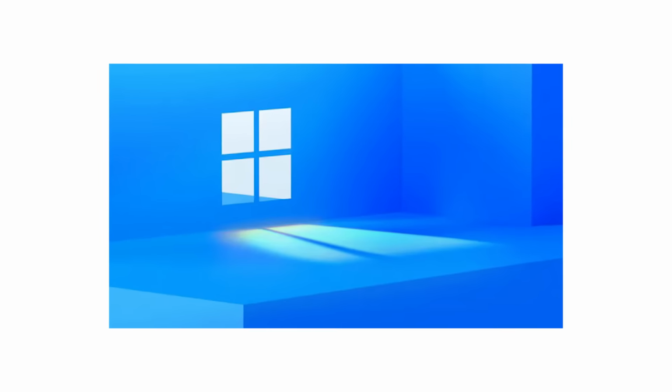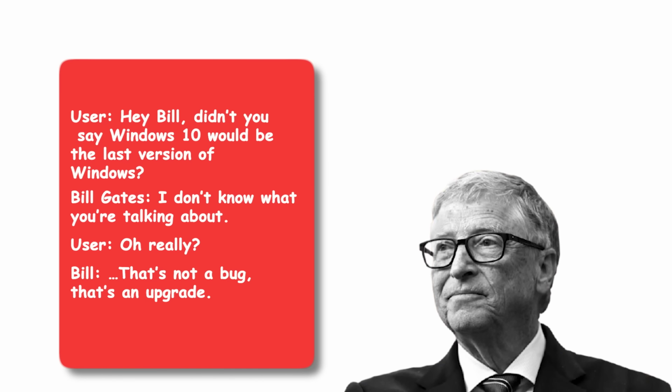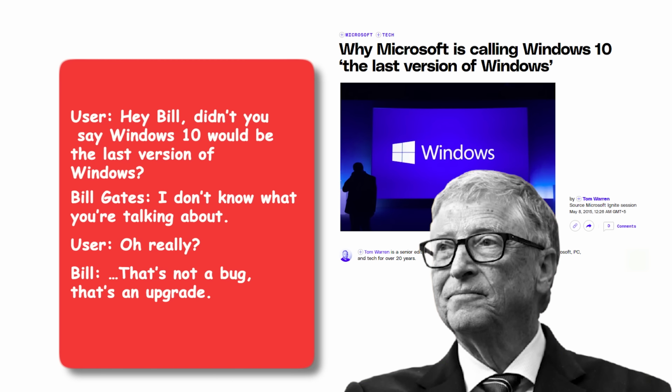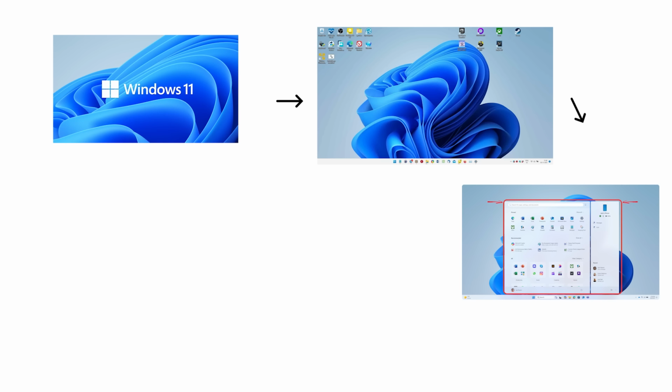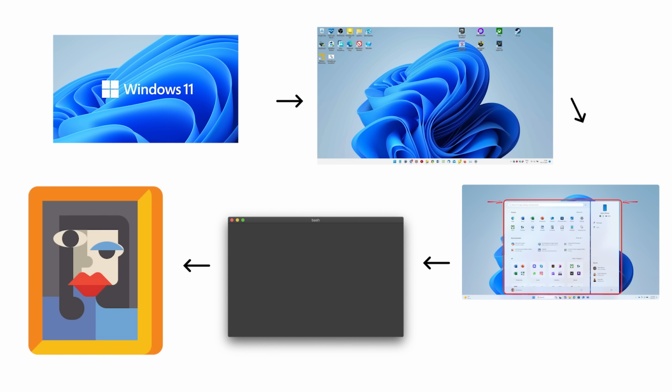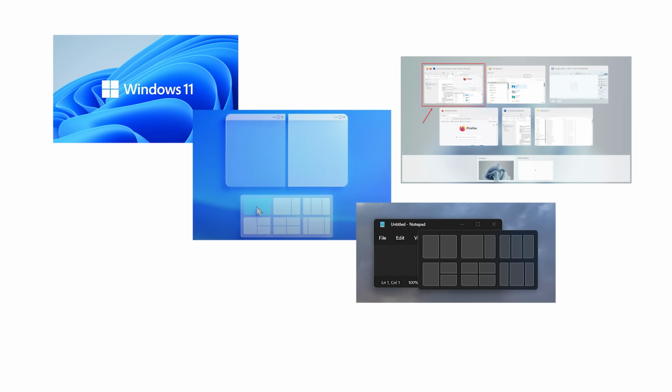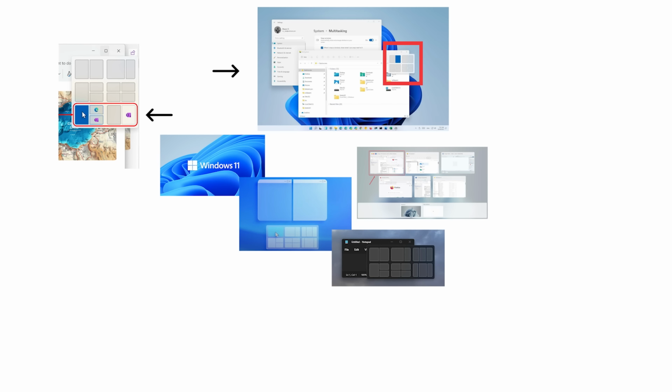Then came Windows 11 in 2021, which Microsoft swore wasn't supposed to exist until it did. It introduced a cleaner, softer look with rounded corners and a centered Start menu. The design clearly borrowed ideas from macOS, probably to look more modern. Windows 11 improved multitasking with snap layouts, showing layout options when hovering over the Maximize button.